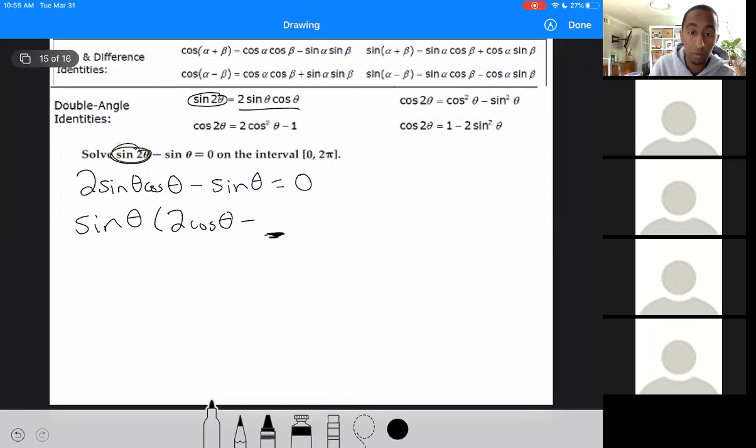right here we're going to have what? If we factor out a sine of theta. Is it 1? Mm-hmm. 1. And that equals 0. So we factored out a sine of theta, right? Why does factoring out a sine of theta help us?